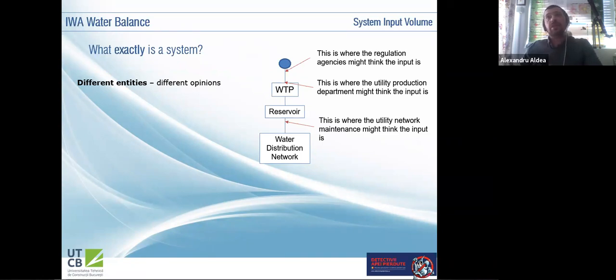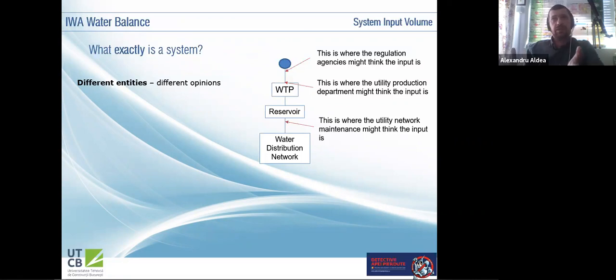However, the utility network maintenance will most likely understand by system the entry point in the distribution network, because that is their main concern. So let's say that you are at your utility and you find all of this, and you say, okay, you know what? I'm going to do 3 water balances. I'm going to do a water balance for each and every one of the situations.